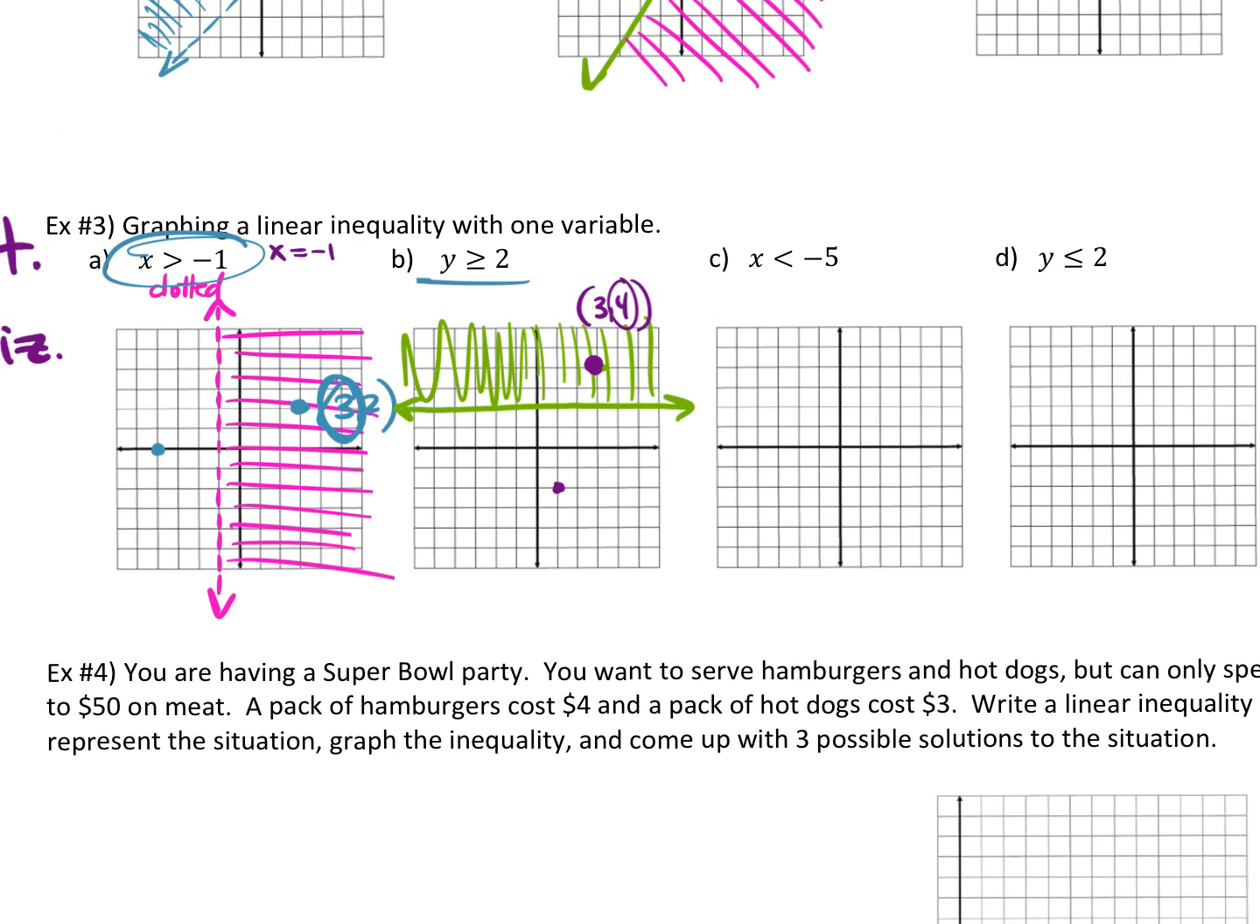All right, x equals negative 5. That's a vertical line, right? And it is dotted because it's less than. So negative 5, 1, 2, 3, 4, 5. That's this line right here.